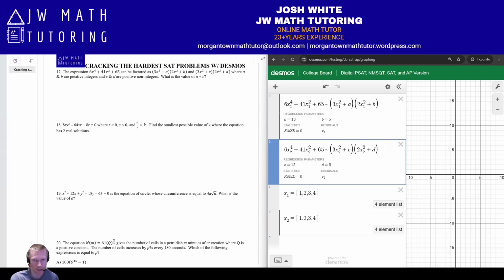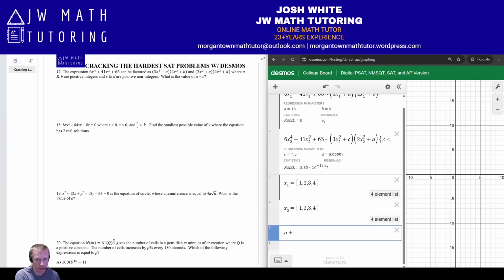So how do I prevent it from doing that? How do I force it to give me the non-integer values? Well, the easy way is just to put in a condition here. Let's say I make c less than 10. Notice when I do that, it now gives me the other set of solutions to this, which are the non-integers. So now you could just ask, what's a plus c? Well, 20.5, or if you want it as a fraction, 41 over 2.